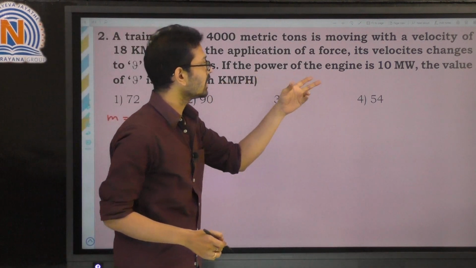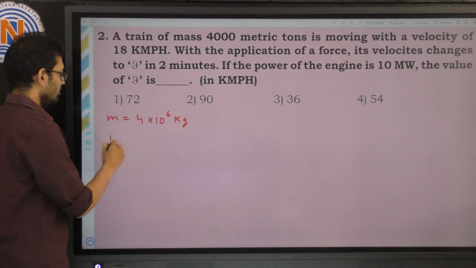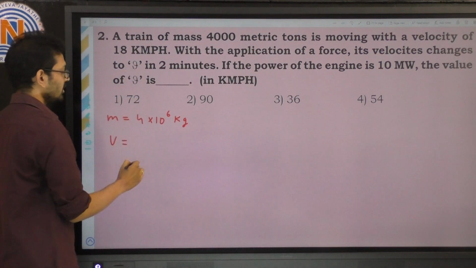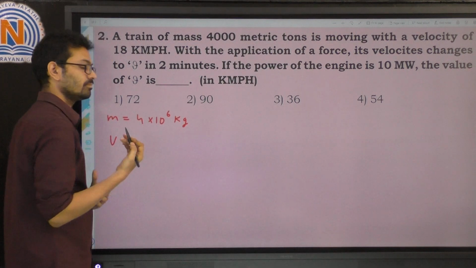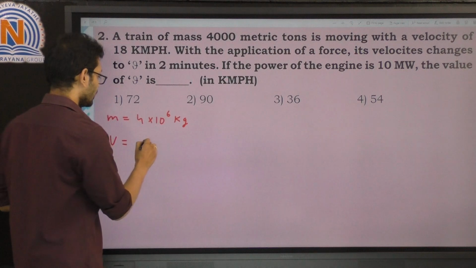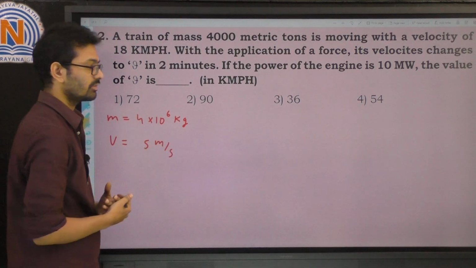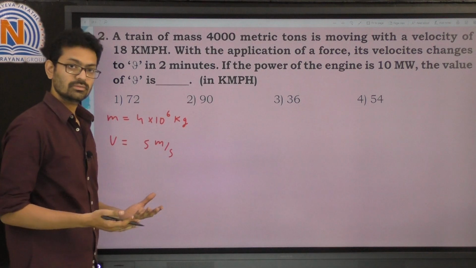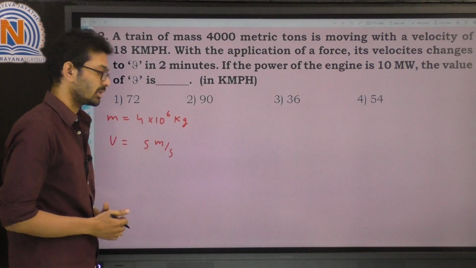And what else do you have? With a velocity of 18 kilometers per hour. So they gave you initial velocity 18 kilometer per hour. First let us convert it into meter per second. You will get 5 meter per second, because first we will convert it into SI, and after that we will convert it into kilometer per hour.